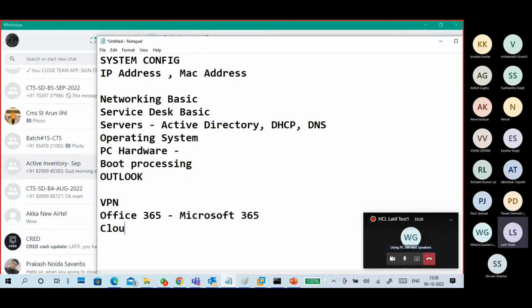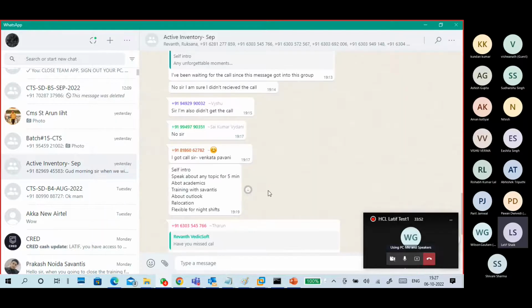Next one is cloud. What is cloud? Advantages of cloud. Difference between on-premises server and cloud. Cloud service models. Cloud types. These are very important. These are the basic questions. Even for technical ones, you can get marks on those questions only.